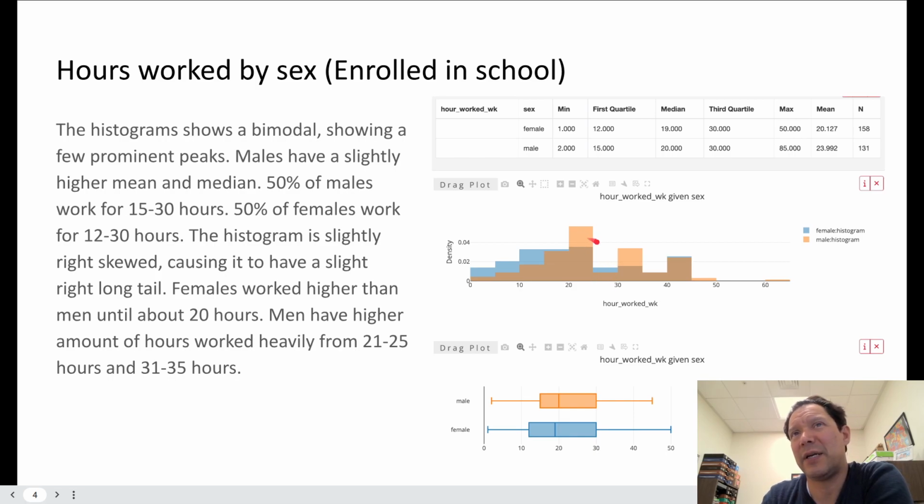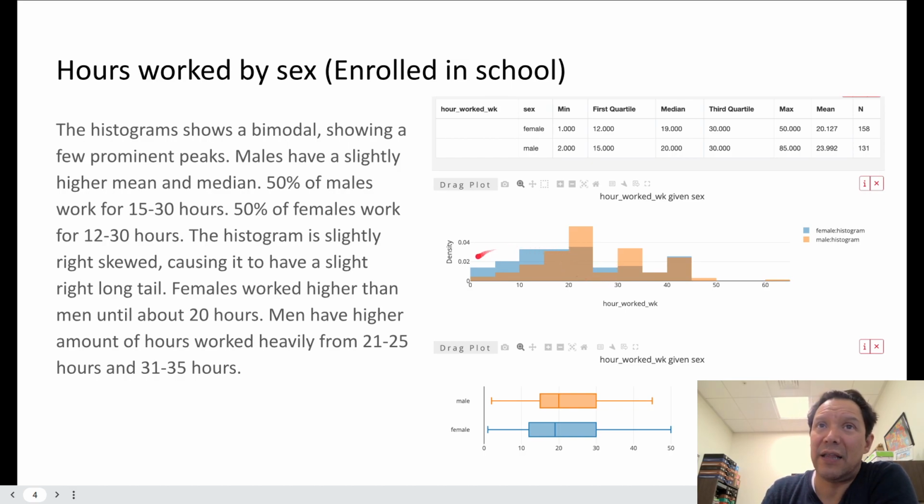We would have kind of expected to see a trend that would continue for everything in the higher range, but we actually see that females and males are both equally likely to work 40 hours or more, but males are more likely to work 30 to 35 and 20 to 25. And females are more likely in this range.